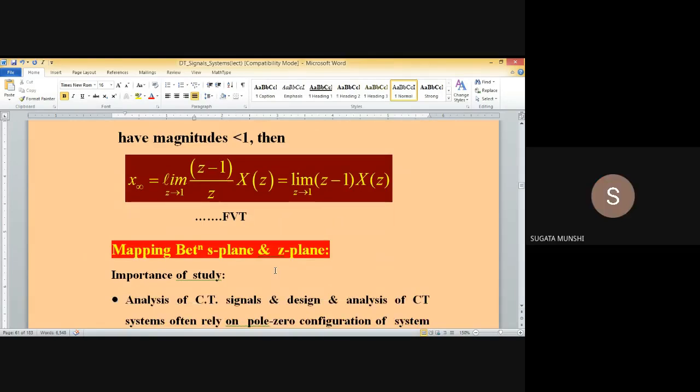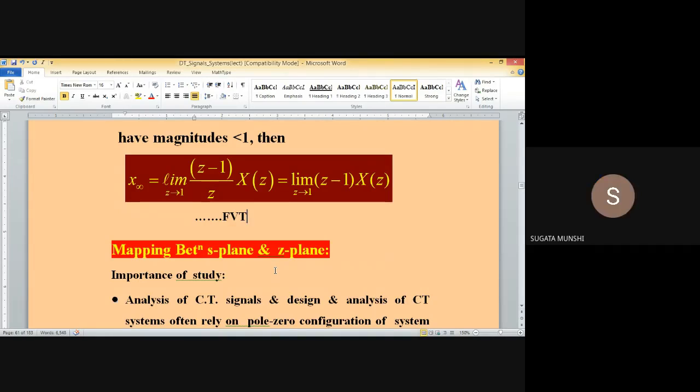What does it imply? I want to find out the correspondence between different regions of S plane and different regions of Z plane. What is the importance of this study? What's the motivation behind such discussion?